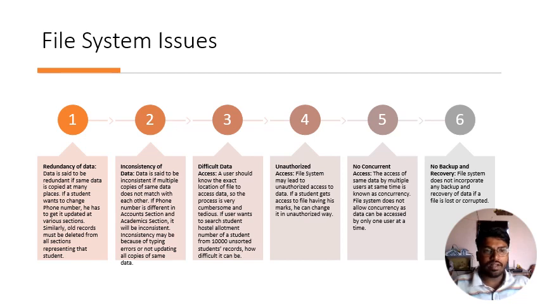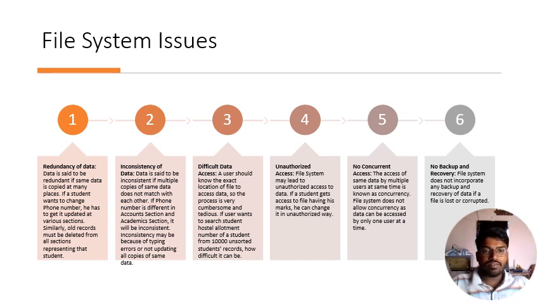Data is said to be inconsistent if multiple copies of the same data do not match each other. If a phone number is different in the account section and the academic section, it will be inconsistent. Inconsistency may be because of a typing error or not updating all copies of the same data.